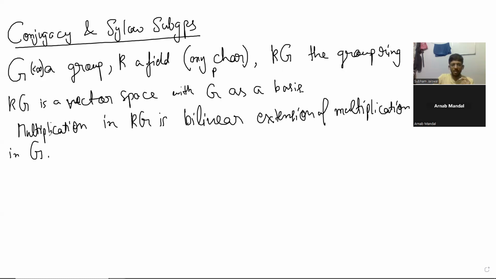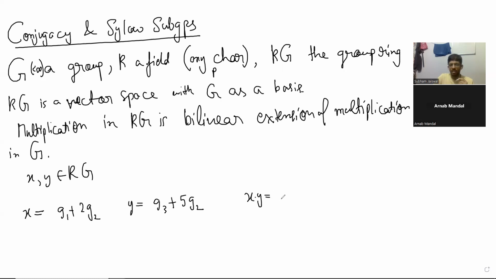So what do I mean? Let's take X and Y in KG. How does it look? Obviously, X will be, as I said, in a vector space with basis G. G is a basis, which means the elements of G are basis elements. So you could take G1 plus 2G2, let's say this is X, and Y is G3 plus 5G2, something like this. And how will the multiplication be defined? It will be defined in the most obvious way. As I said, bilinear extension.